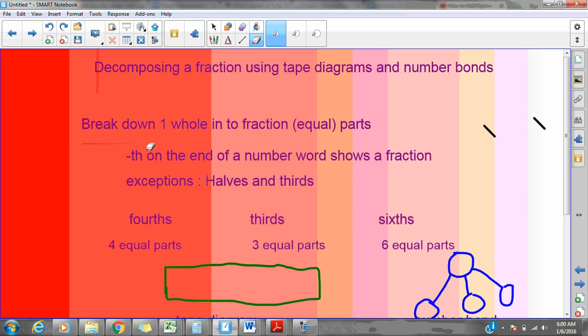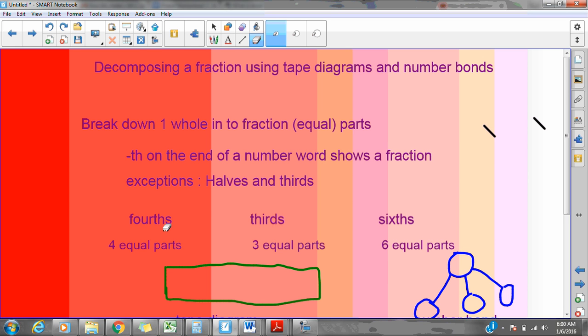Okay? So if you see TH on the end of a number word or a word name, that shows you or tells you that you have a fraction or one thing divided into that many parts. The number before tells you how many parts. The TH tells you that it is a fraction. The exceptions to that is if you see the word half or halves and thirds. Halves means two equal parts of one thing, and thirds means one thing broken into three equal parts.